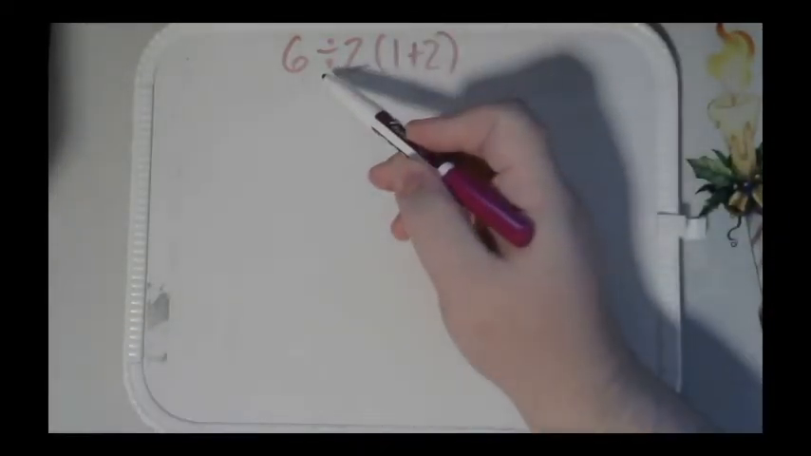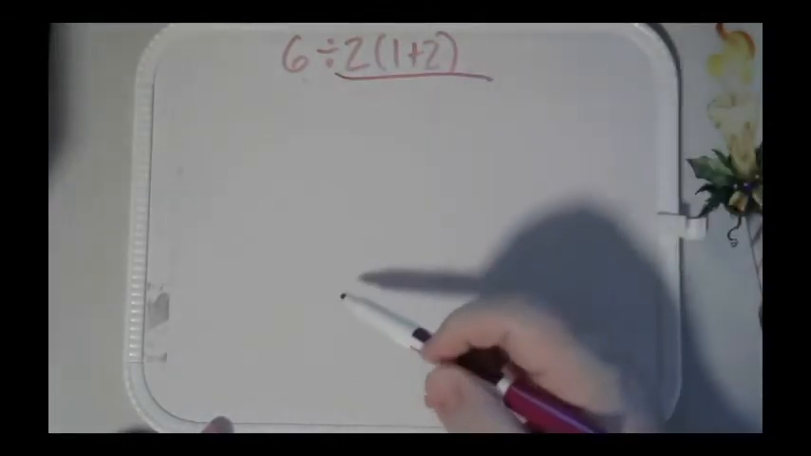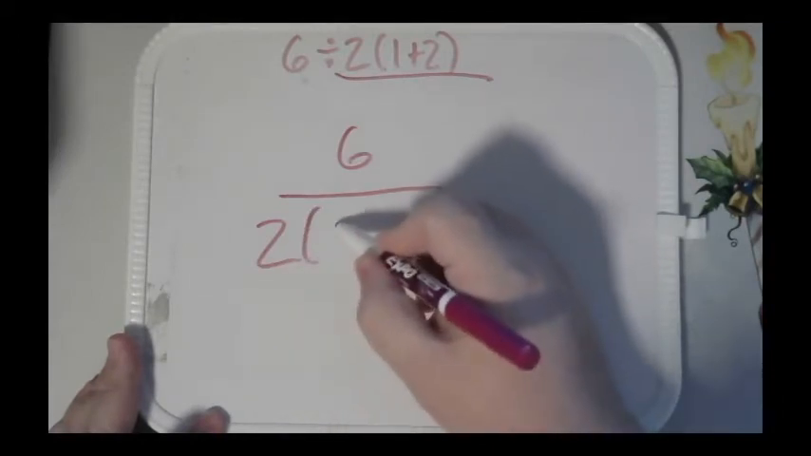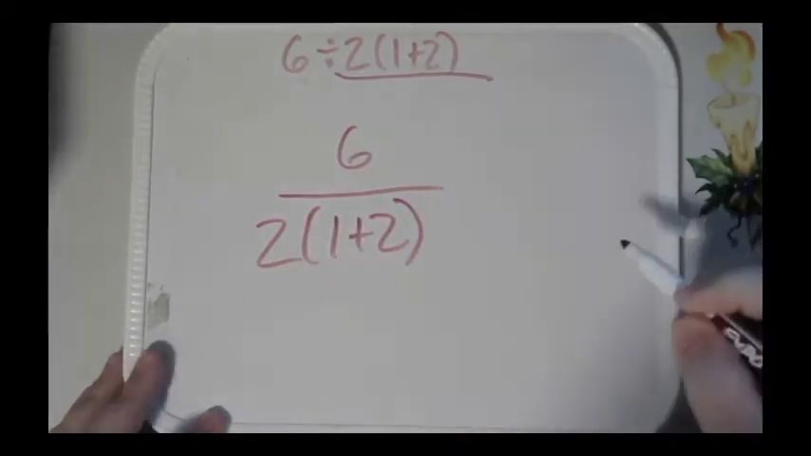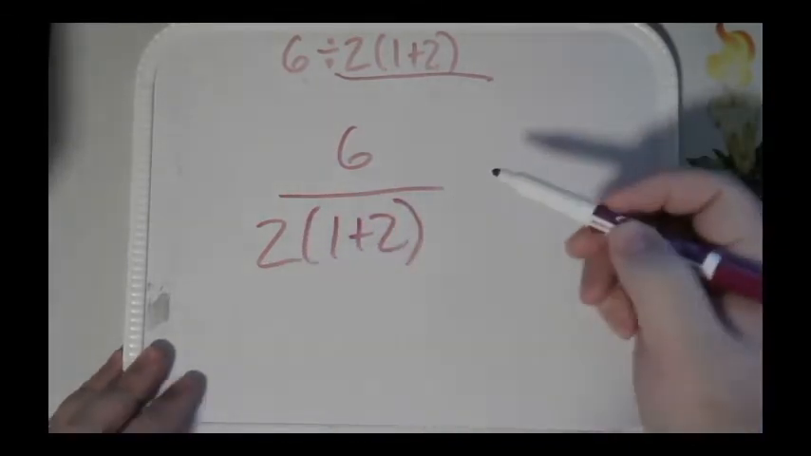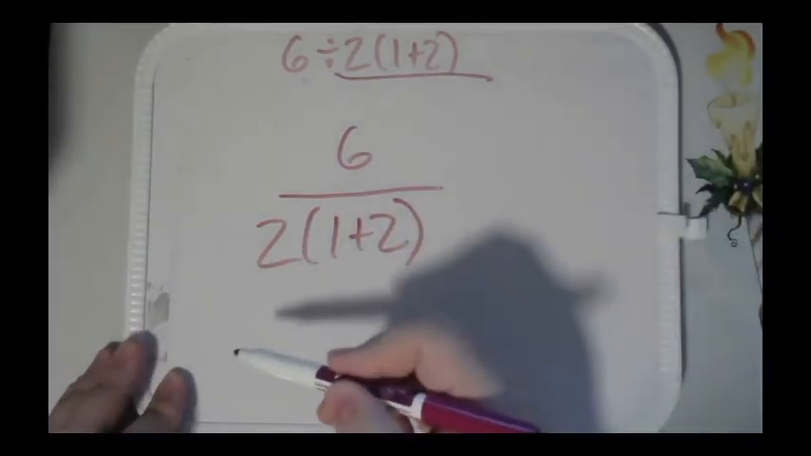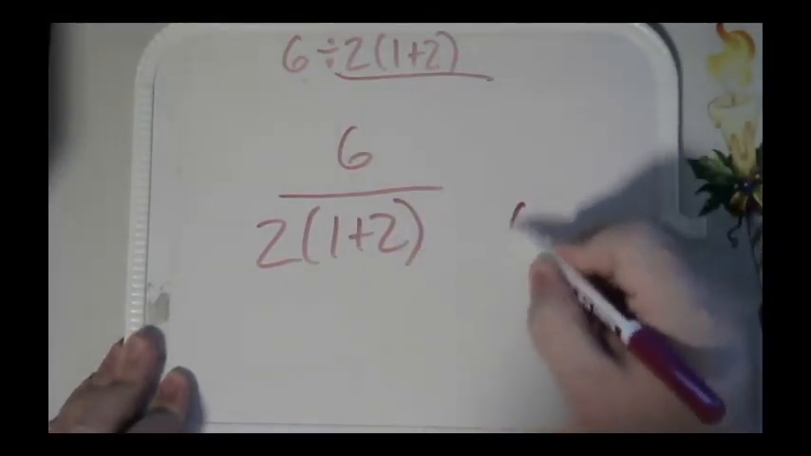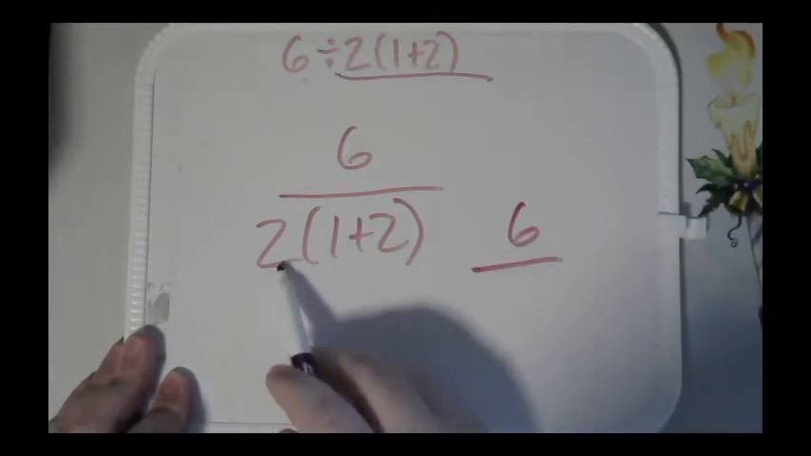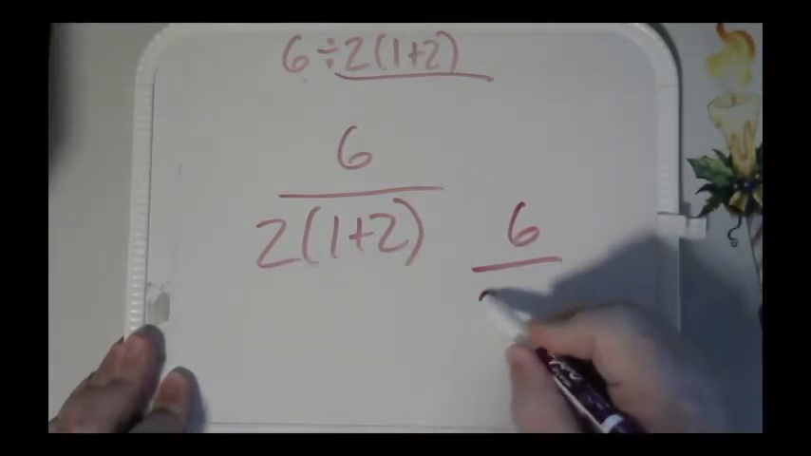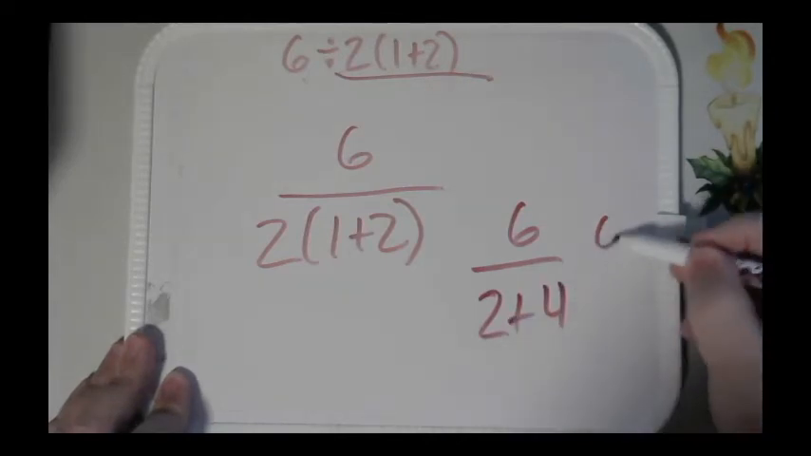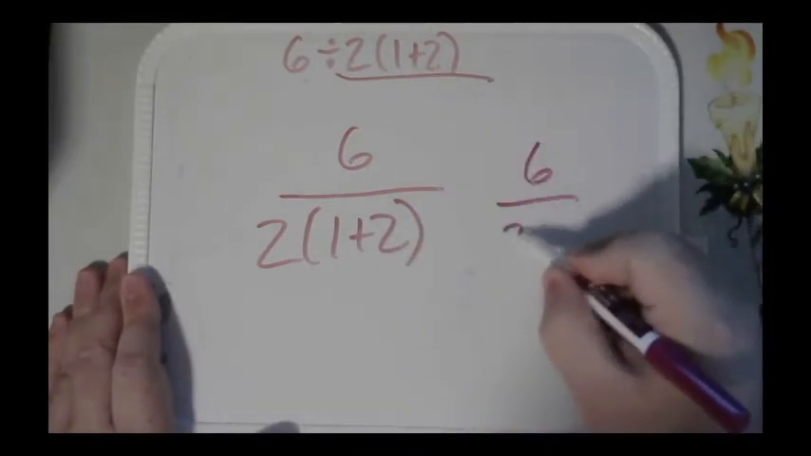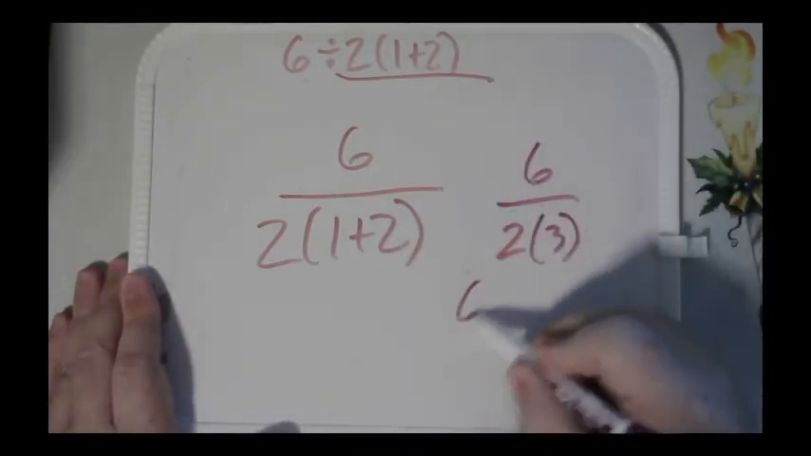Now, some people look at this division symbol and see it as everything after. And then that'll be 6 divided by 2 times 1 plus 2. In this case, no matter what you do, you always get the same answer, but it will be a different one than before because this is a different equation. So you go 6 divided by, let's distribute this. So you get 2 plus 4, which is equal to 6 over 6, which is then 1. If you just simplify it, then it's going to be 6 over 2 times 3, which is then 6 over 6.